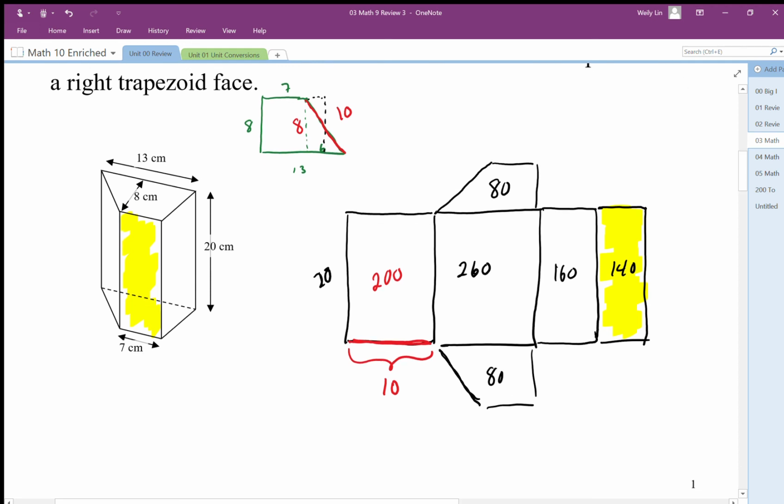So when I add this all up, I get 300, 560, 760, 840, 920 centimeters squared. So my total surface area I'm calculating is 920 centimeters squared. Okay, that looks about right. Just make sure you double check your work when you do stuff like this.